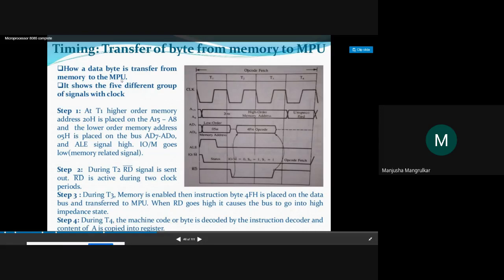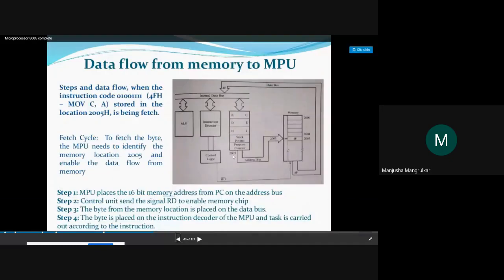Now, how a data byte is transferred from memory to the microprocessor. It shows the 5 different group signals and the clock. The first step: at T1, the higher order memory address 20 is placed on A8 to A15, right? What address was here? 2005. So 20 is on A15 to A8, and A7 to A0 is 05.